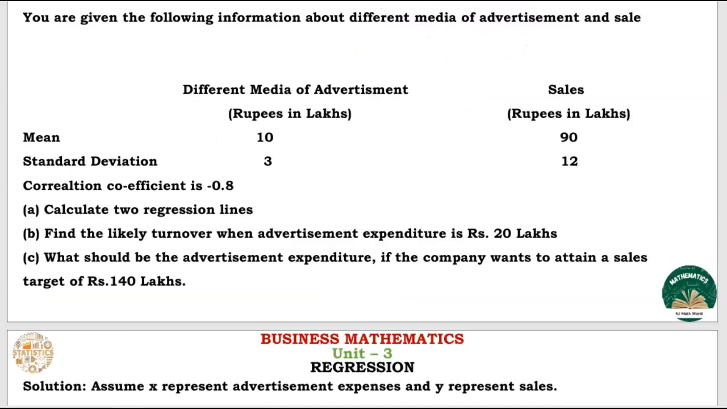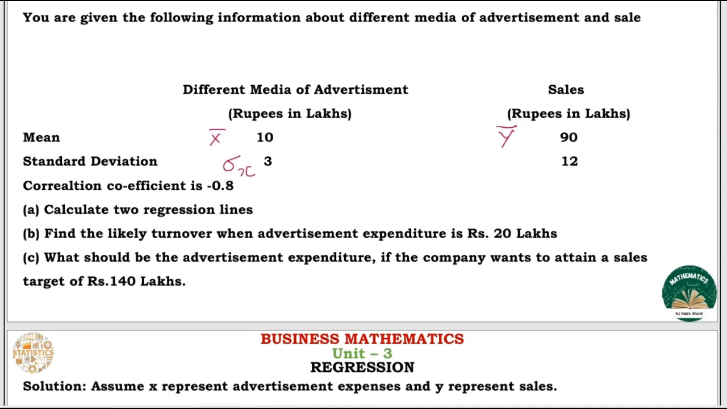Then you have the next problem. You are given the following information about different media and advertisement and sales. The mean for advertisement is 10 for X bar. They've given X bar value and Y bar value. They have given standard deviation, rho X and rho Y. You need to find the two regression equations by using the formula.